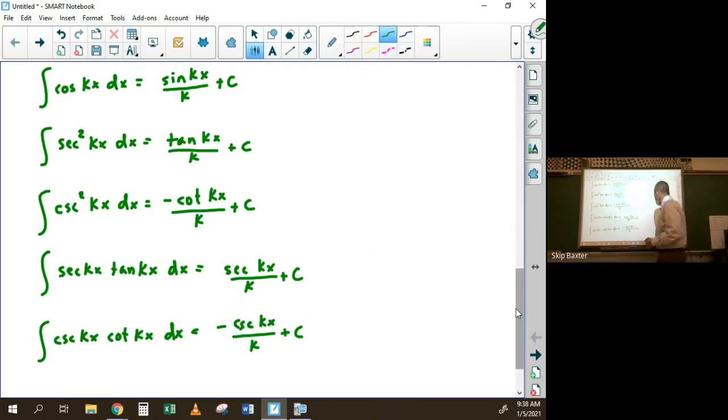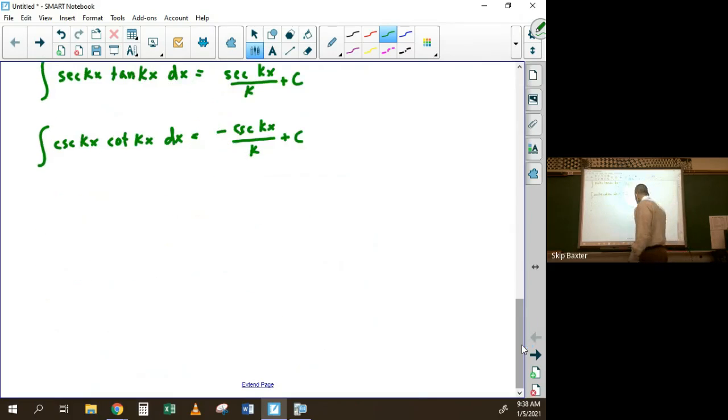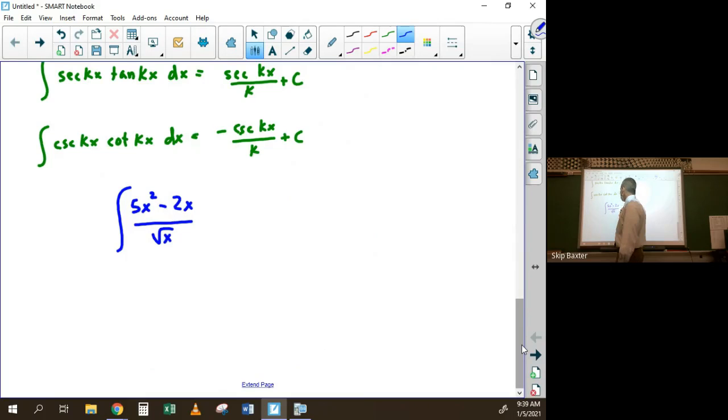So sometimes you'll have something that's a little bit deceptive. Maybe they'll give you something like the integral of 5x squared minus 2x over radical x. And they're trying to tempt you into doing some sort of quotient rule that doesn't work. This definitely would not work with the quotient rule. What do you have to do instead? Yeah, you kind of just think of it as 2 separate fractions and simplify the exponents.